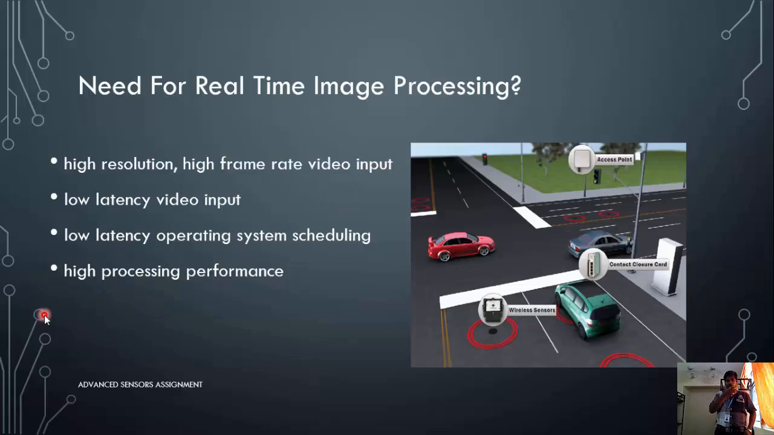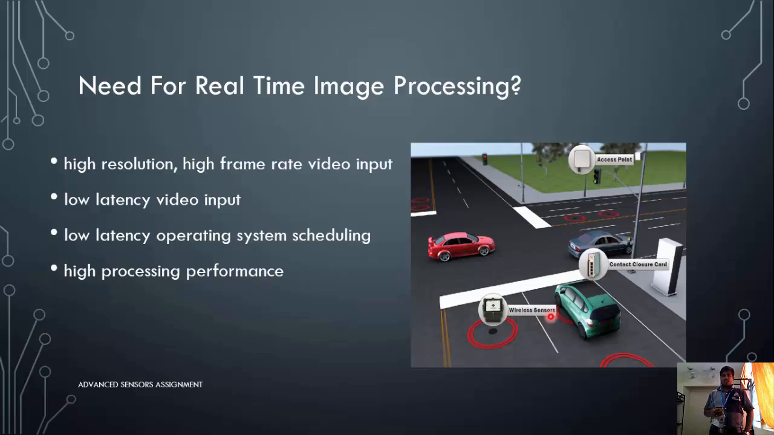Need for real-time image processing. Why do we need this real-time image processing? It provides high resolution, high frame rate video input, low latency video input, low latency operating system scheduling, and high processing performance. If you see the image here, these all work under real-time image processing systems.